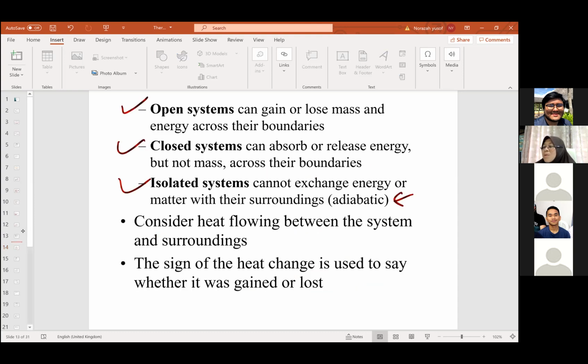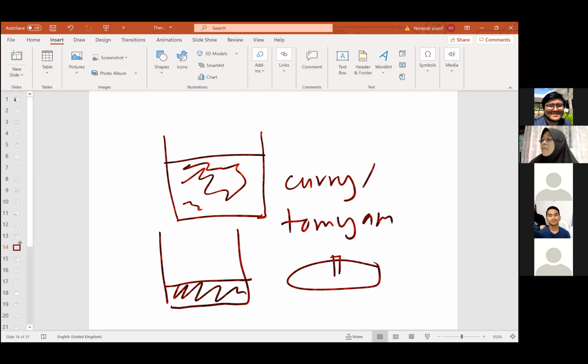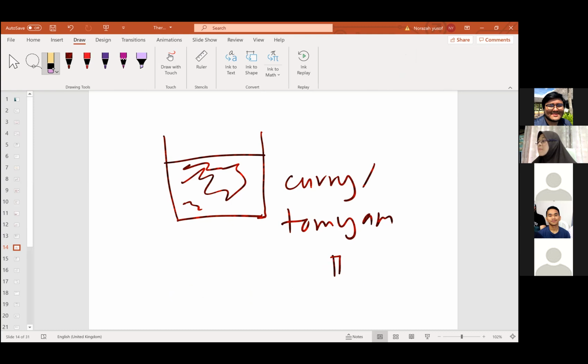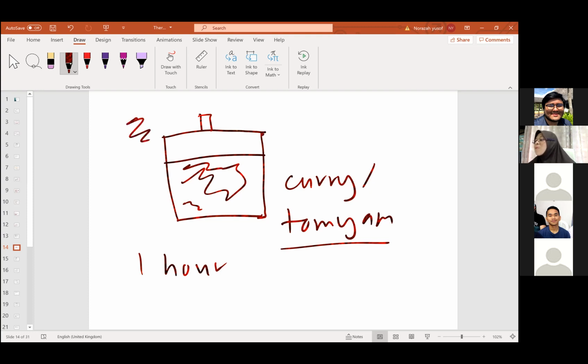So let's say you have a closed system. You have the lid on. So you're cooking curry and tom yum, and after 1 hour the content is still there. You have a very tight lid on, so considering no vapor goes out, the content is still there.